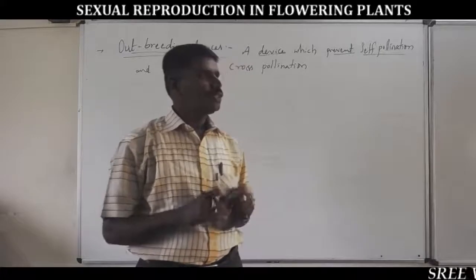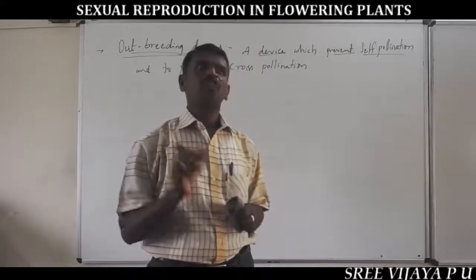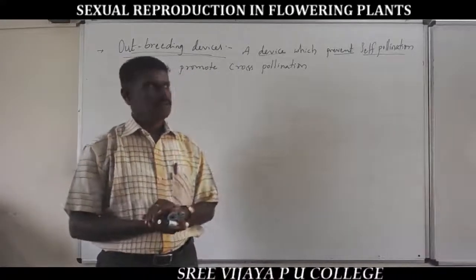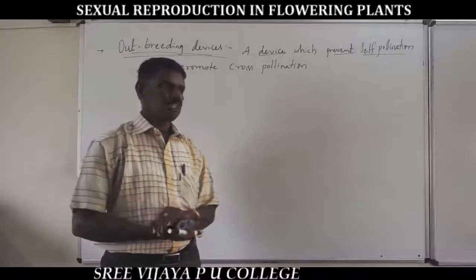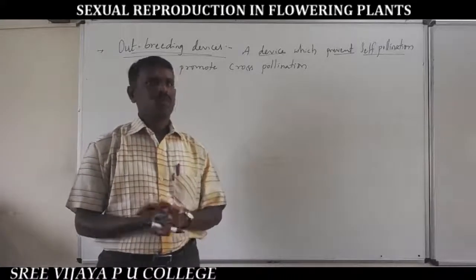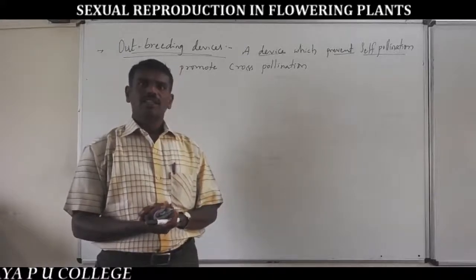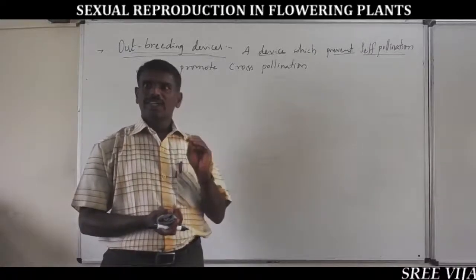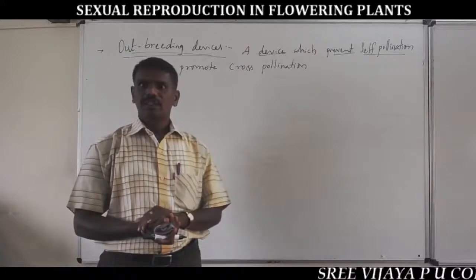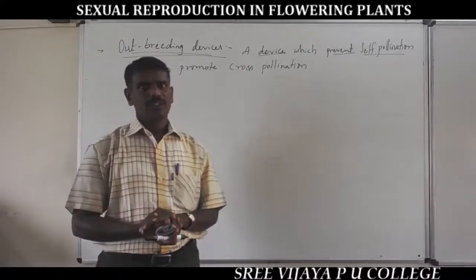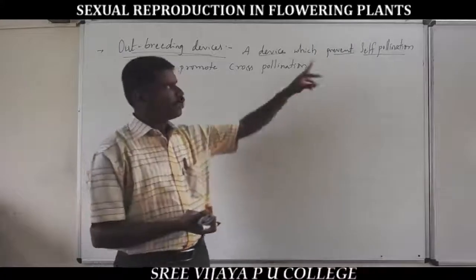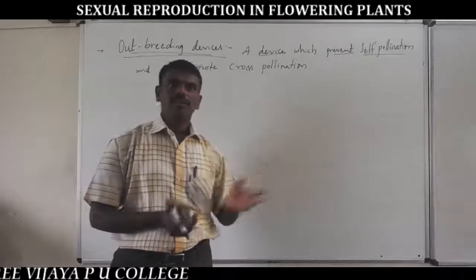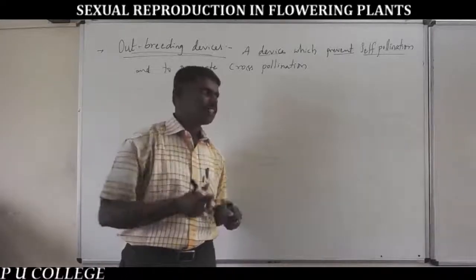Certain flowers must have cross-pollination, and self-pollination, that is autogamy, does not occur in them. Why does autogamy not occur in such flowers? Certain devices or modifications present in such flowers prevent self-pollination. That's why they need cross-pollination. What type of modifications, what type of devices are present in such a flower?